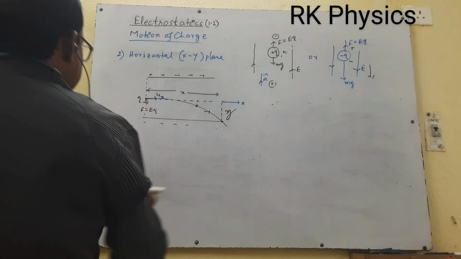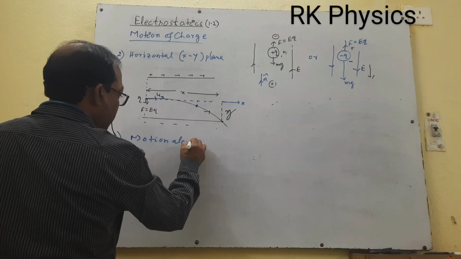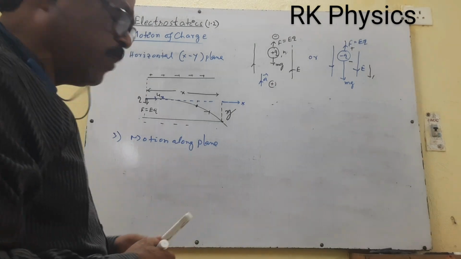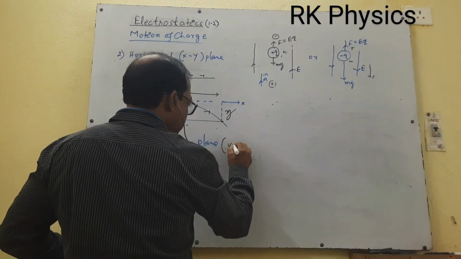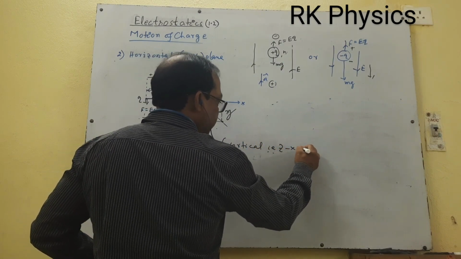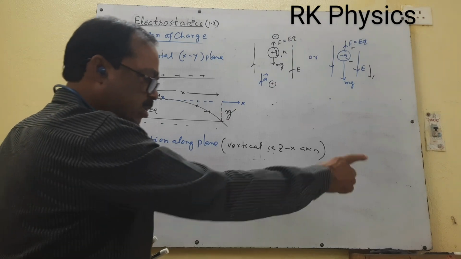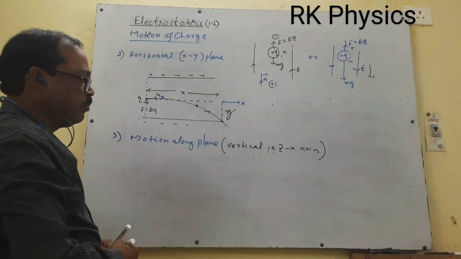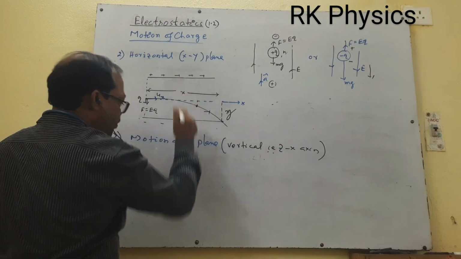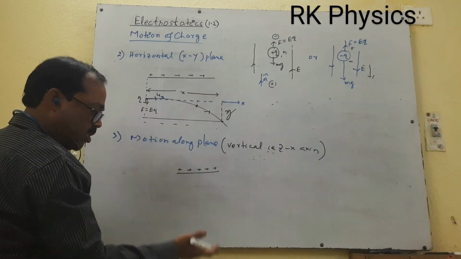Now let us take the third point. This is motion along a plane. Mark, along horizontal, xy is a plane. This is also a plane, and this plane is vertical. Vertical plane means it is the z axis, or zy axis. Suppose you imagine this is x and this board is z. Now there is a charged particle. This is a plus, the upper plate.